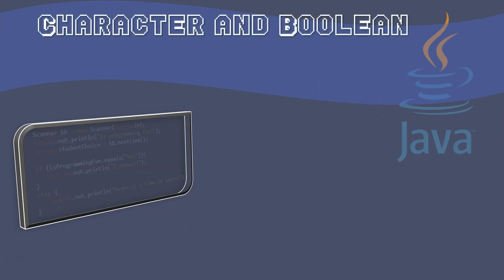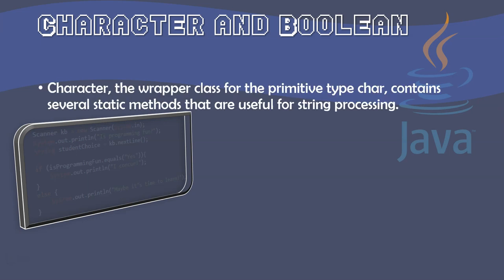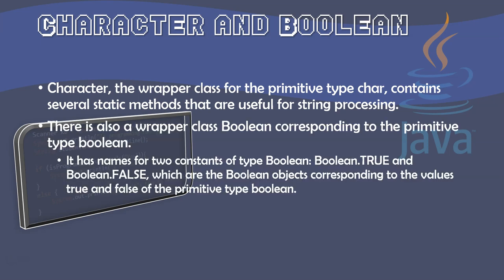Now, things are a little bit different when we start dealing with characters and booleans in comparison to our numeric types. The Character class is the wrapper class for the primitive type char. It contains several static methods that are useful when we deal with things like string processing. And of course, we also have the Boolean class, which corresponds to the primitive type boolean. The thing about Boolean is that it also has two constants that we can use to our advantage. We have Boolean.TRUE and Boolean.FALSE, which are the Boolean options corresponding to the values true and false for the primitive type boolean.